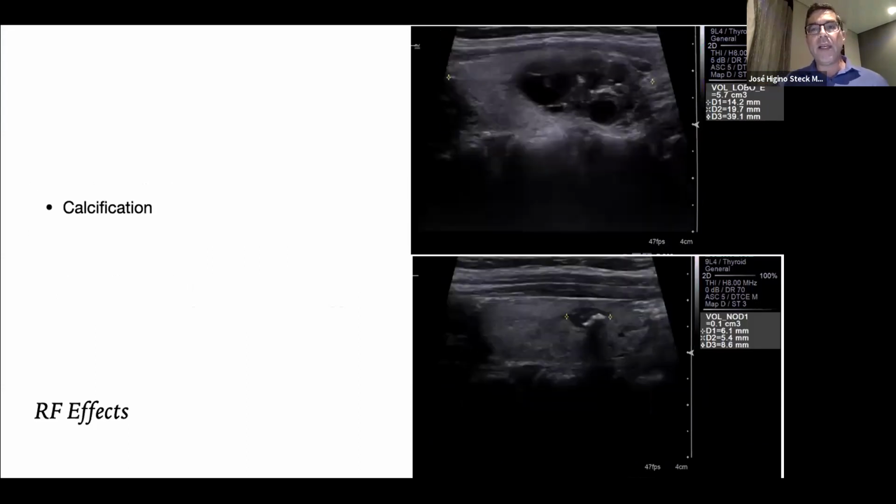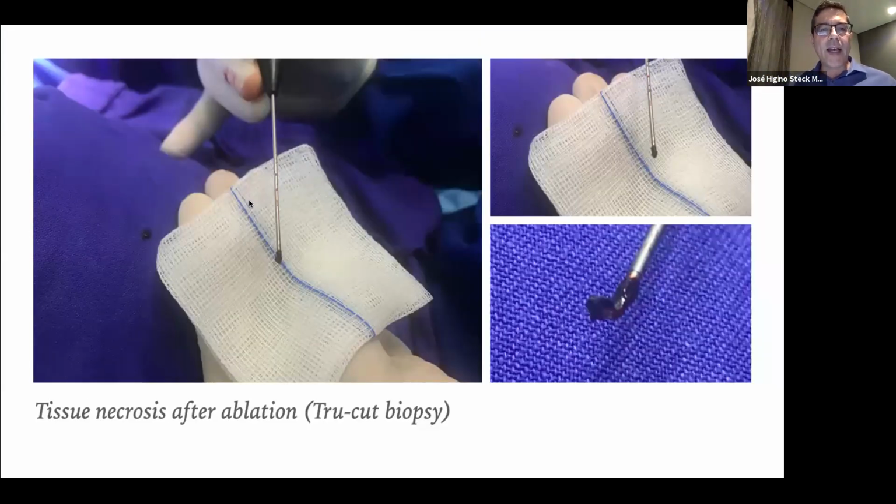Calcification can be apparent after ablation too. And here is a core biopsy that we did just after the ablation, and you can see tissue necrosis inside the nodule caused by the radiofrequency ablation.